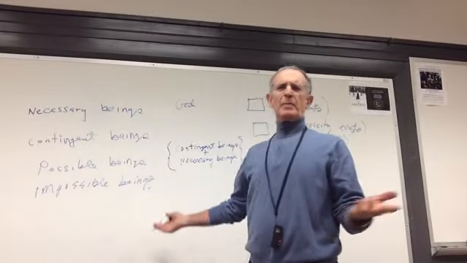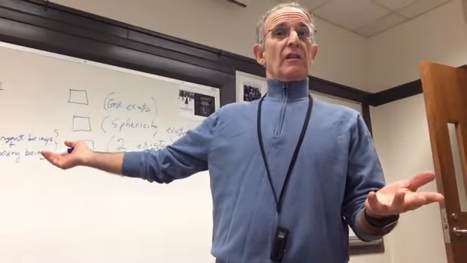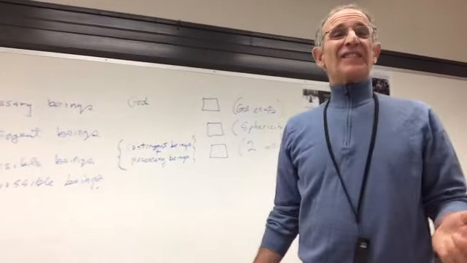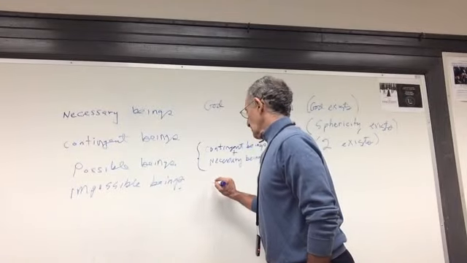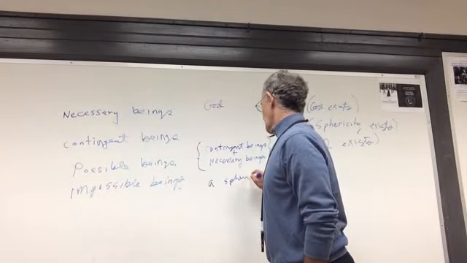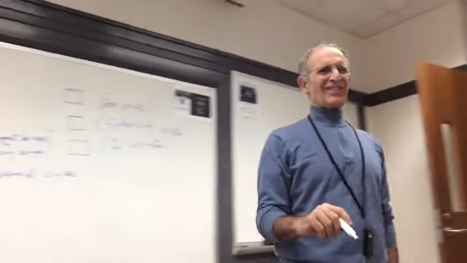And then impossible beings take us into that kind of negativity place, whether we want to recognize those as a category of being or not. A spherical cube is an impossible being. You can say that's not a being at all. Right, there are no impossible beings. A spherical cube would be one if there are any examples of them.